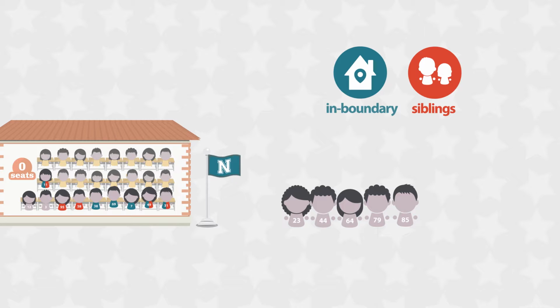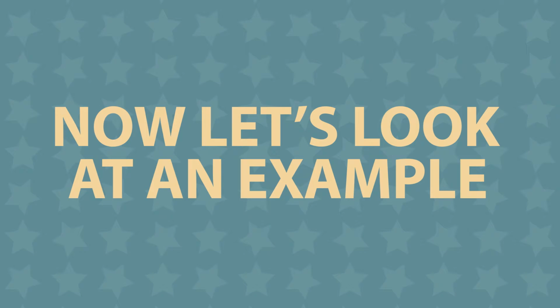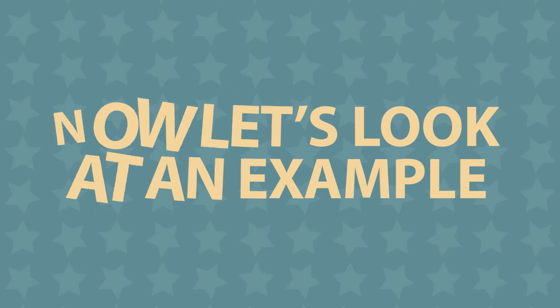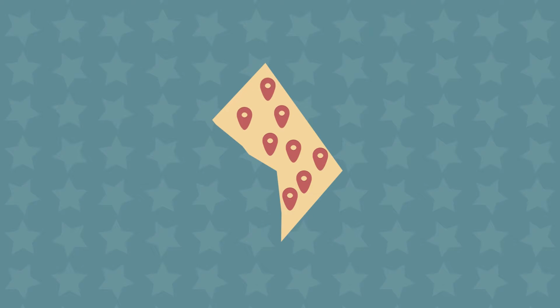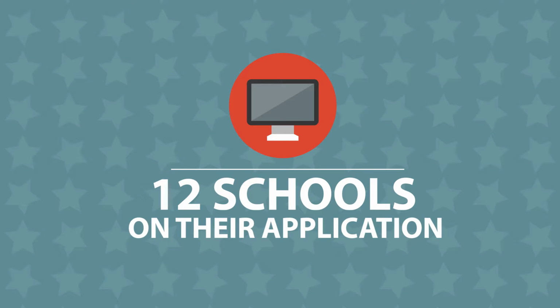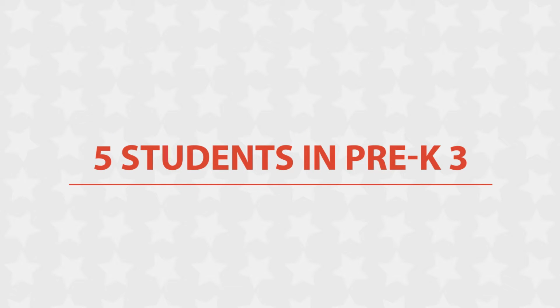All 10 seats at Nat's School are filled. No more placements are made at this school. The remaining 5 students are waitlisted at Nat's School in the order of their random lottery numbers. Now, let's look at an example that is more similar to what actually happens here in the District of Columbia, where there are many schools to choose from and where families can list up to 12 schools on their My School DC application. We'll look at 3 schools, each with 5 open seats in pre-K 3.